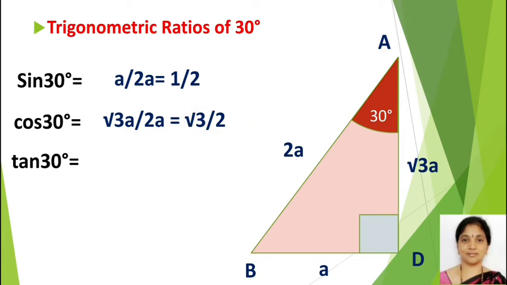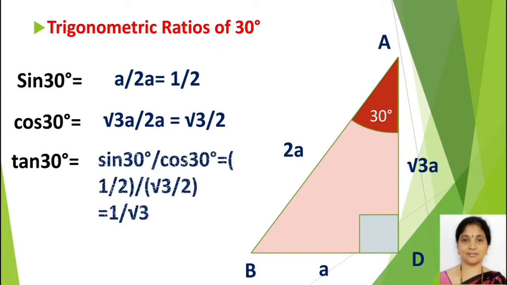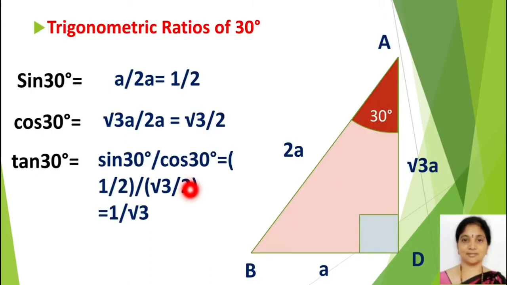Similarly, tan 30. Tan 30 is nothing but we can calculate sine 30 degrees by cos 30 degrees. So 1 by 2 into 2 by root 3. Here these two will get cancelled. We get 1 by root 3. That means tan 30 degrees value is 1 by root 3.